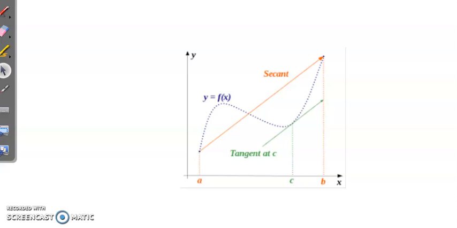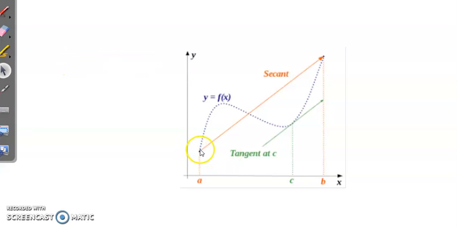So in today's class, we will look into the mean value theorem. First we'll begin with the geometrical meaning of the mean value theorem. Then we'll see what is the statement and proof of the theorem. So you can see a diagram over here.